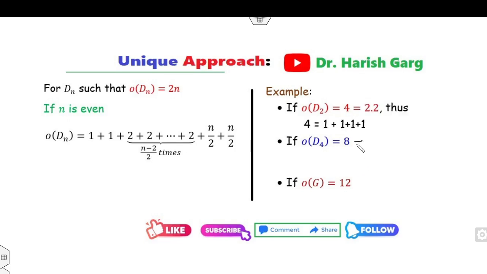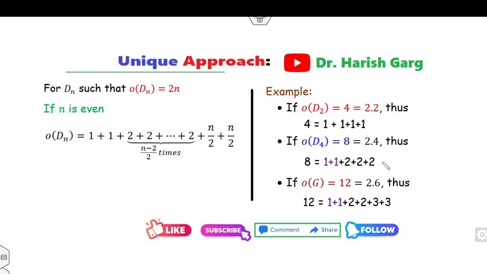You can see about 8, 2 into 4. 4 is an even number. Fine. So how can you write that? 1 plus 1 plus 4 by 2, 4 by 2, plus how many times have you written 2? 2 divides n minus 2. 4 minus 2 is 2, so that's 1. So you have to write this quantity how many times? 1 time. Fine. So 1 plus 1 plus 2 plus 2.